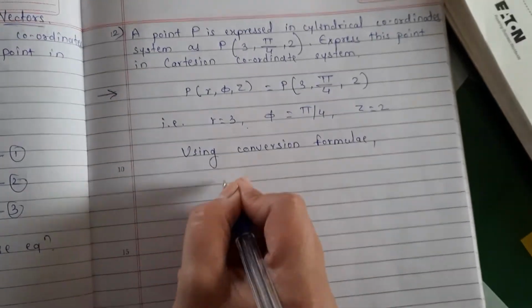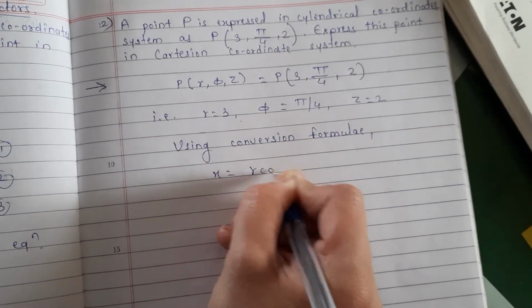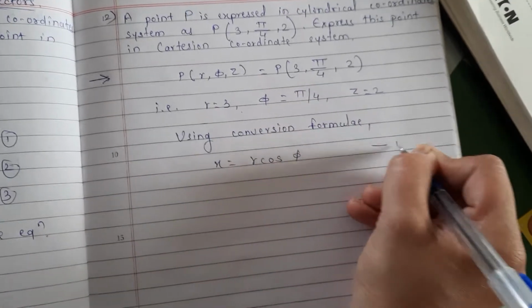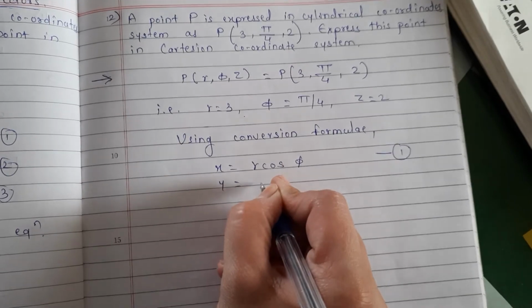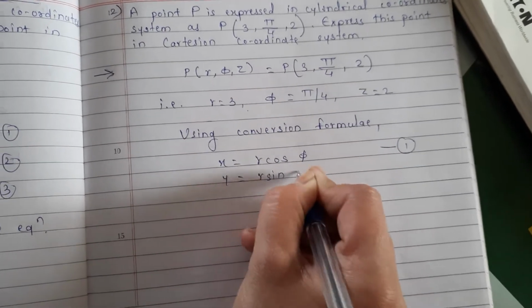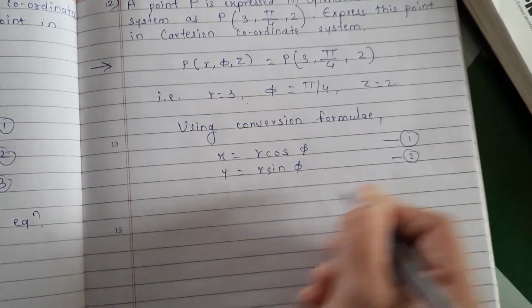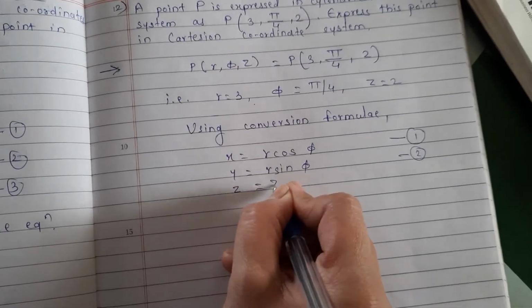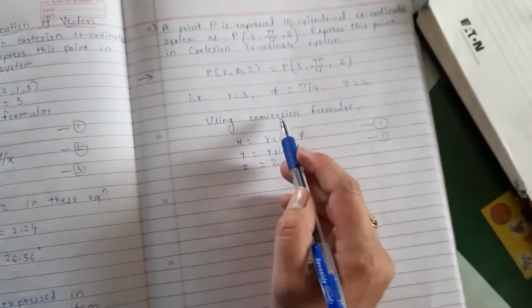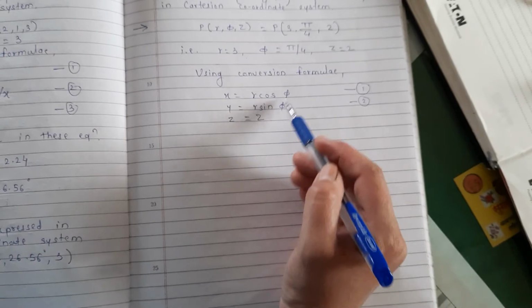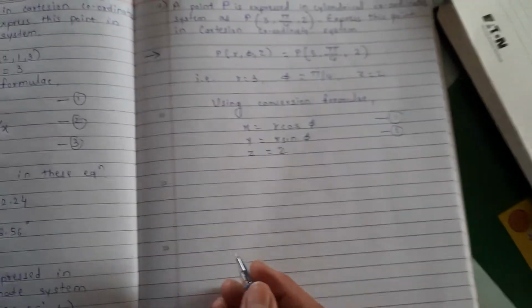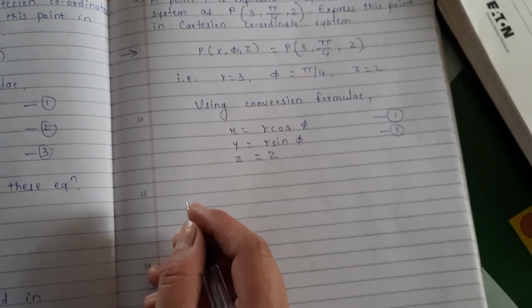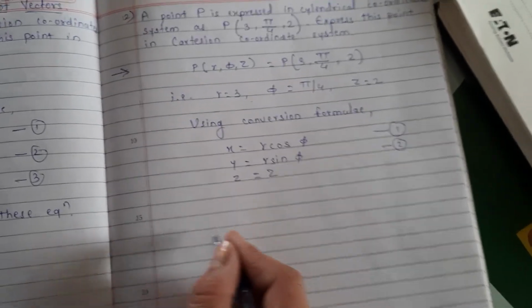So we have the formula that x is equal to r cos phi, y is r sin phi, and z is equal to z. Now we will put the values of r, phi and z in this equation and we get the equation in the form of the Cartesian coordinate system.